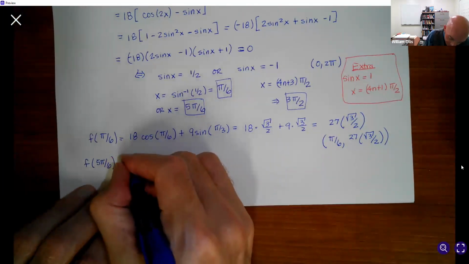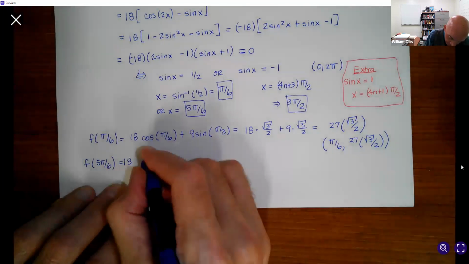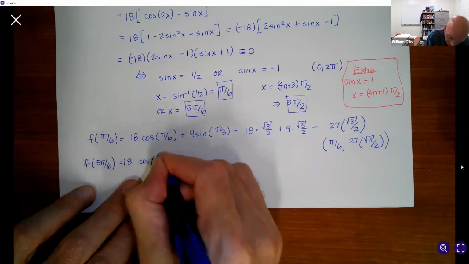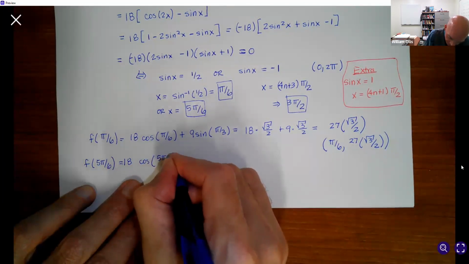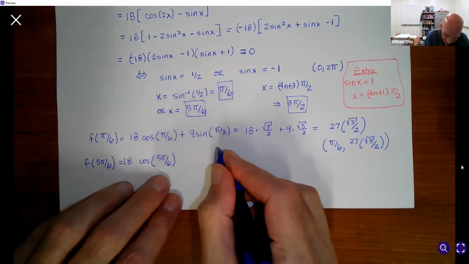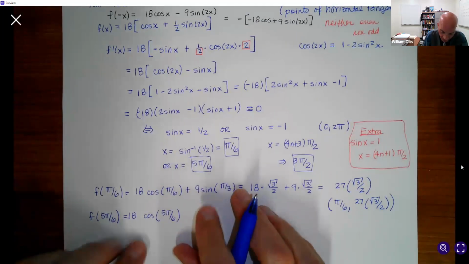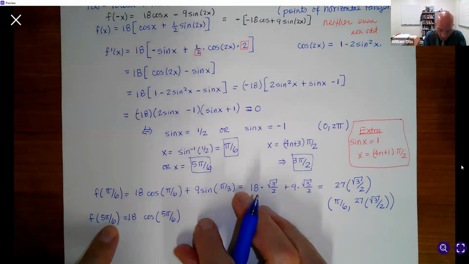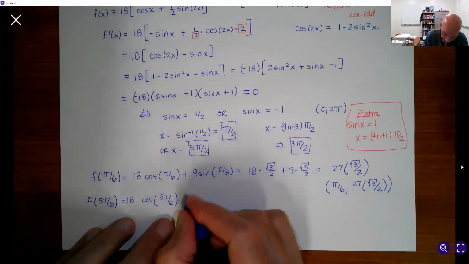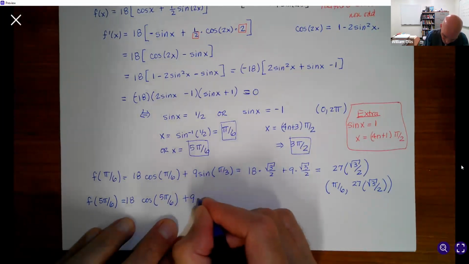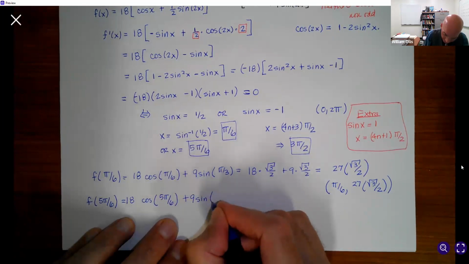So we have 18 times cosine of 5 pi over 6. That's repetitious. And then we have, okay, now we've got the 2. So the 2 will absorb into the 6. So that's going to be plus 9 sine of 5 pi over 3.